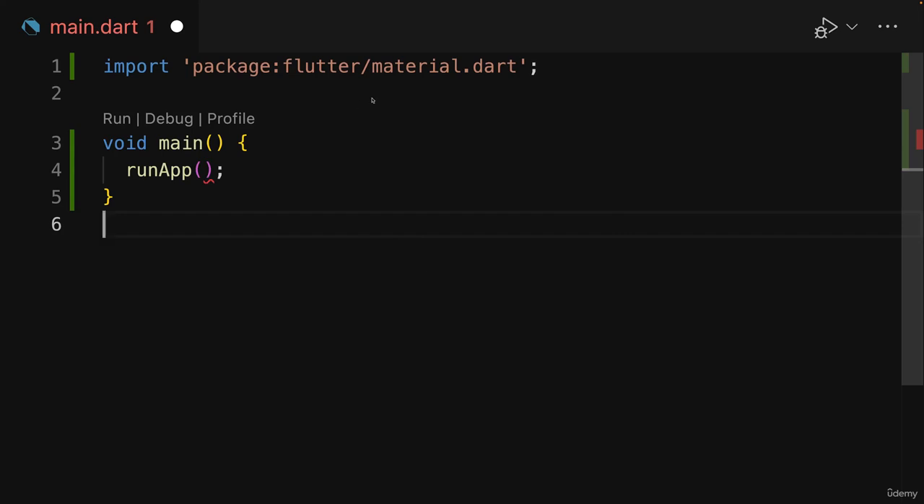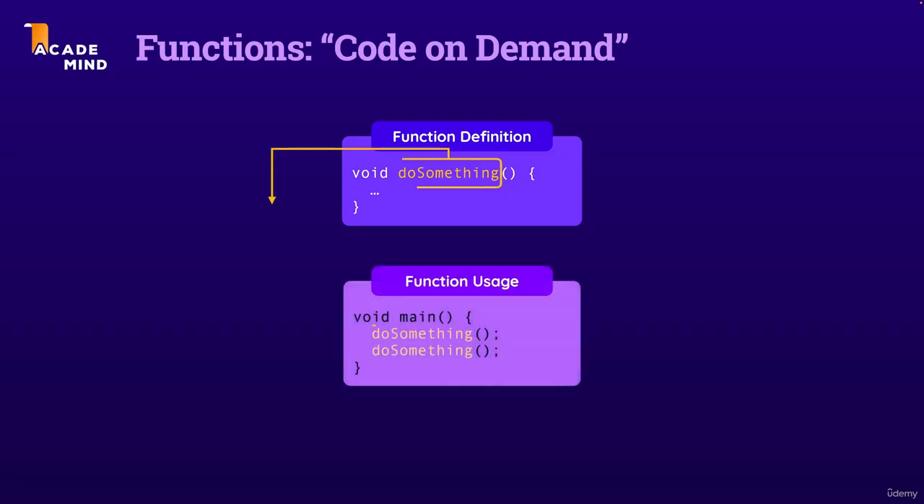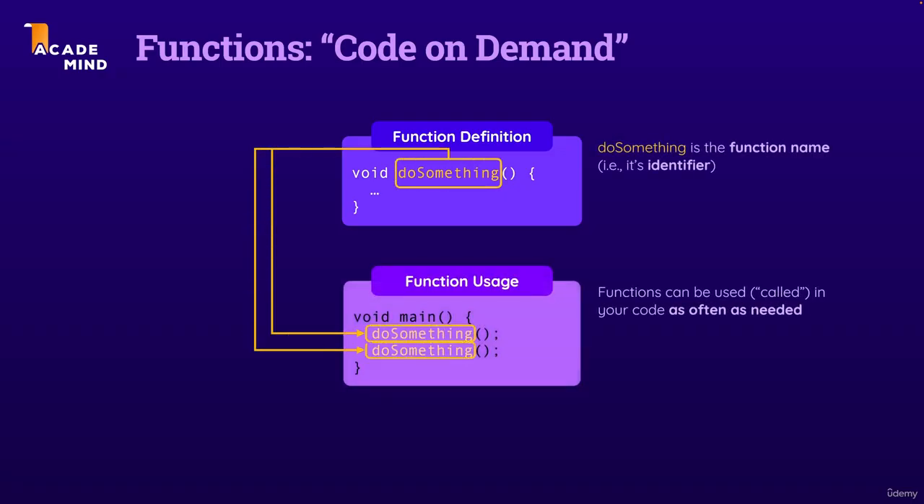So in the last lecture, we added this import path, and now this runApp function is found, and we added it to this main function. But how exactly is this main function getting executed? If you paid close attention, you of course learned that functions can be defined, but then they also must be called, they must be executed in order to actually run the code that's in their definition.